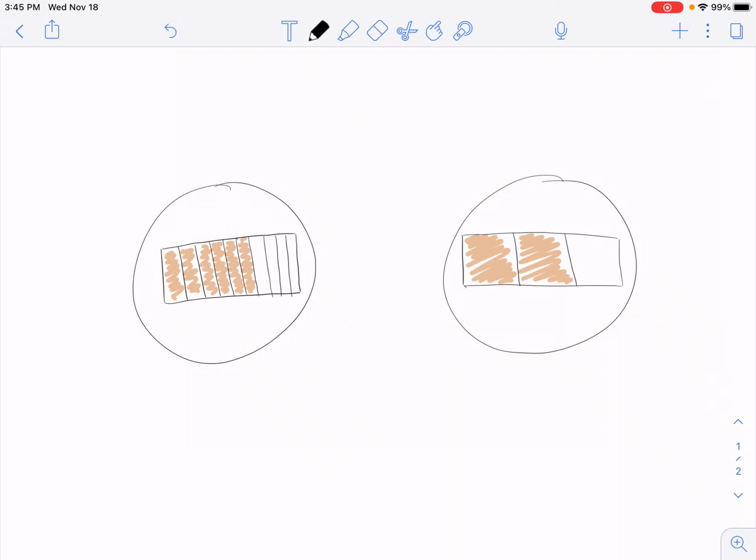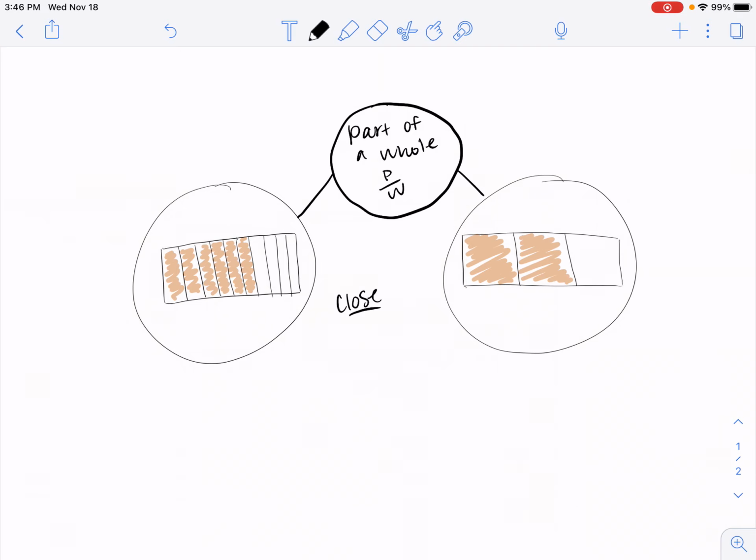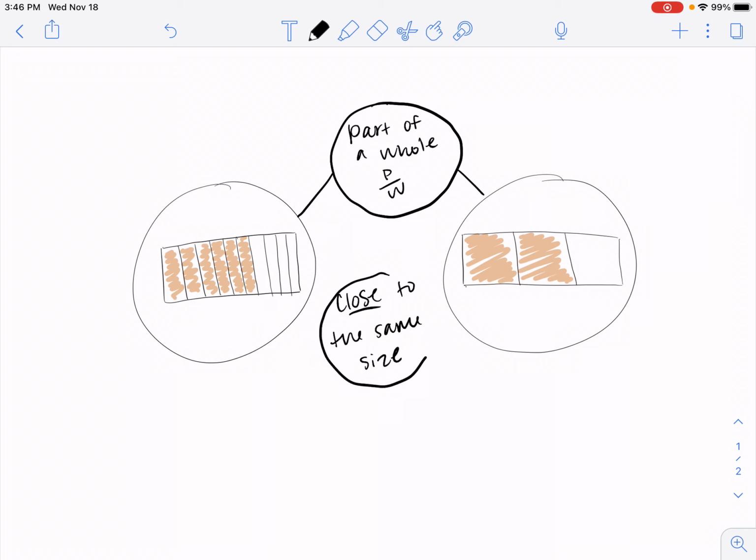So I'm going to say they both represent part of a whole. And I want you to write P over W for part over whole. So those are the similarities between the two. You could also say they are close to the same size. And we're going to talk about in just a second how they are not the same size, but very close.